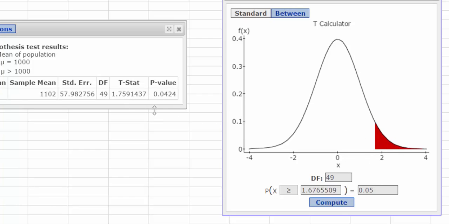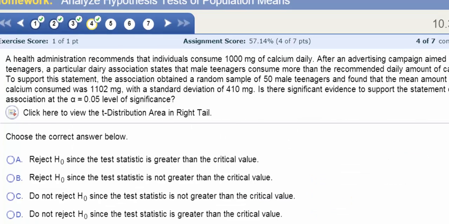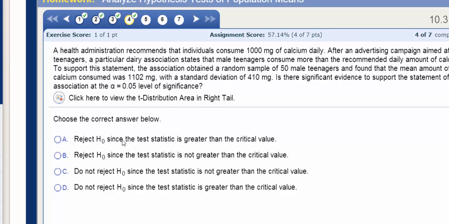And you'll notice that our t-stat, our test statistic, is actually inside this area, right? So our test statistic is greater than the critical value. So since our test statistic falls in this red area, this is considered the rejection region. So we're going to reject the null hypothesis. So I go down and it says we're going to reject since the test statistic is greater than the critical value. I press enter, and we got it correct. Fantastic.